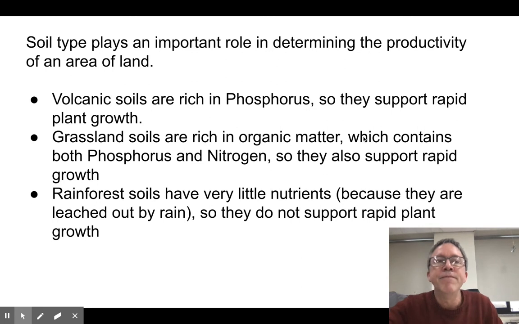Okay, now, soil type plays a really important role in determining what's going to grow on land.